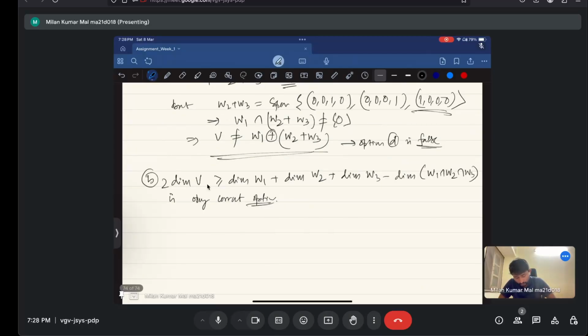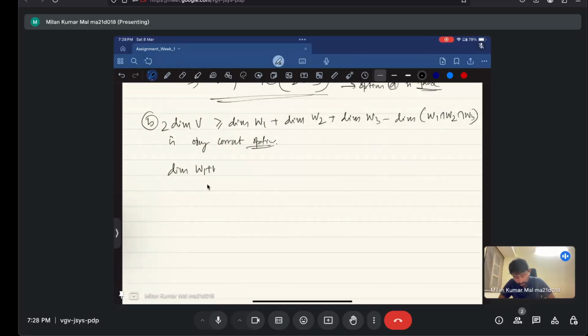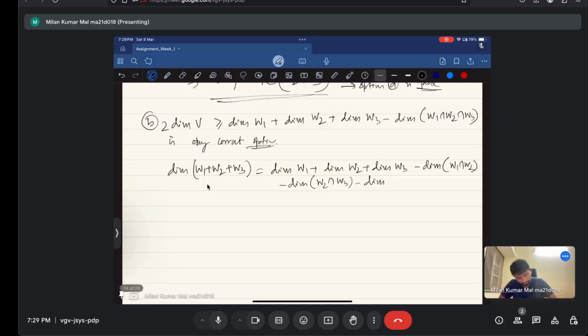Okay, we know the dimensions of W1, W2, W3. The dimension of W1 plus W2 plus W3 is equal to dimension of W1 plus dimension of W2 plus dimension of W3 minus dimension of W1 intersection W2, minus dimension of W2 intersection W3, minus dimension of W1 intersection W3, plus dimension of W1 intersection W2 intersection W3.